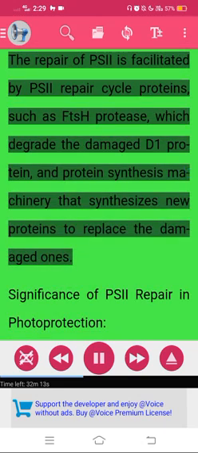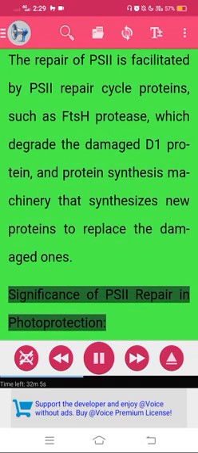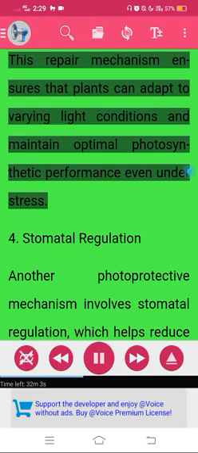The repair of PSII is facilitated by PSII repair cycle proteins, such as FtsH protease, which degrade the damaged D1 protein, and protein synthesis machinery that synthesizes new proteins to replace the damaged ones. Significance of PSII repair in photoprotection. This repair mechanism ensures that plants can adapt to varying light conditions and maintain optimal photosynthetic performance even under stress.